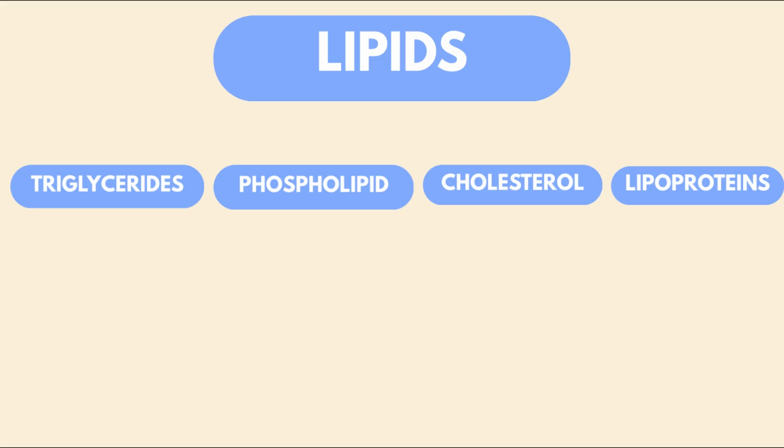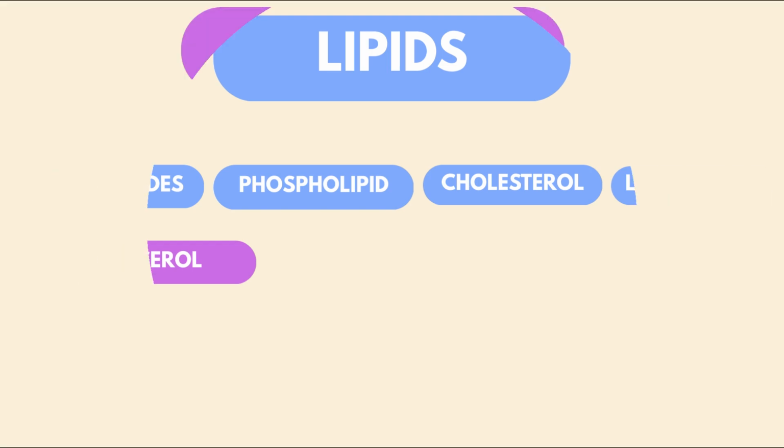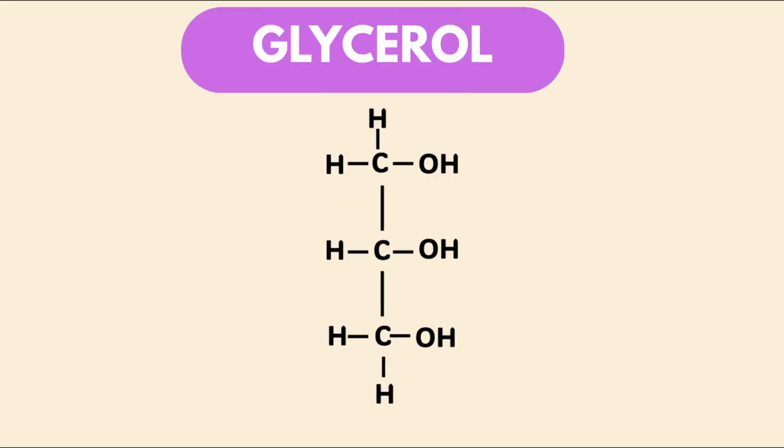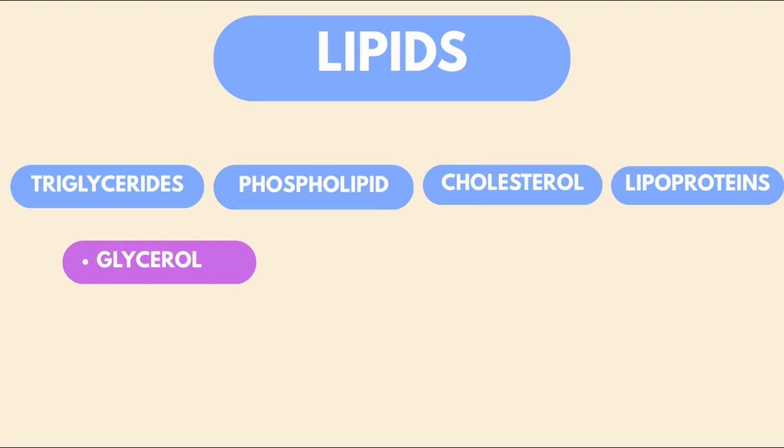Now, again, under triglycerides, there are two parts which make a triglyceride. One is glycerol molecule, and this is how it should be. It's an alcohol group. So in organic chemistry, you might learn that alcohols have an OH group. Glycerol actually has three alcohol groups, so three OH groups, as you can see. And the other part of a triglyceride is fatty acids. So both glycerol and fatty acids together make a triglyceride.